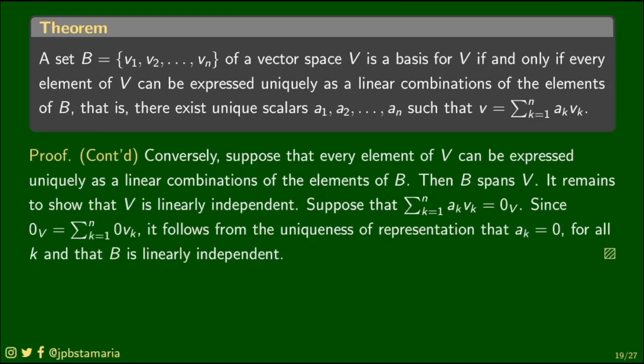Here, take note that the 0 vector is just 0 v1 plus 0 v2 plus 0 v3 and so on plus 0 vn. In other words, that is another way to write 0. This is one way to write 0. This is another way to write 0. From the uniqueness assumption, it must follow that this and this are equal. That the ak's and the zeros are equal. In other words, that proves that ak must all be 0, and therefore B must be linearly independent.